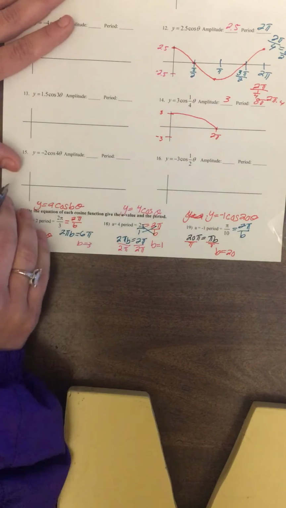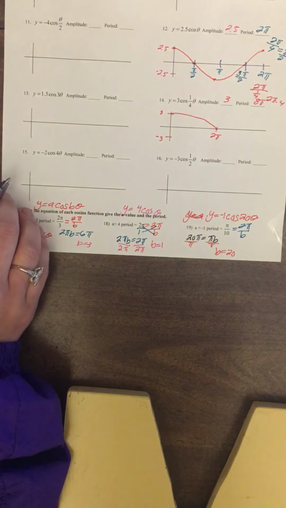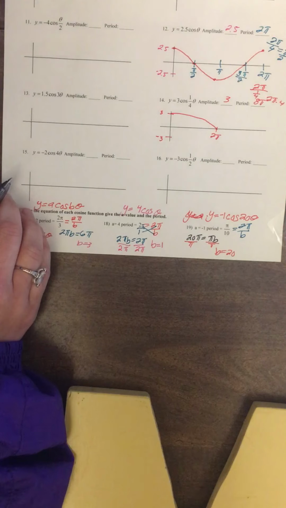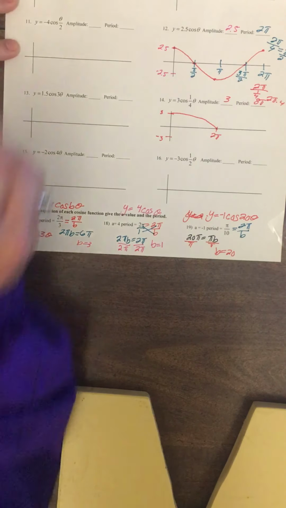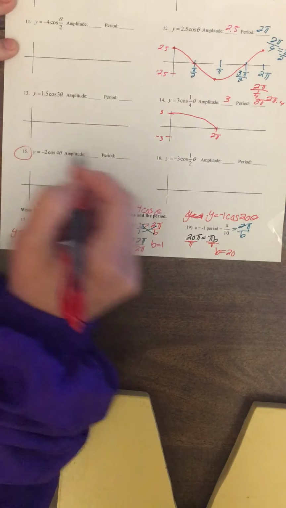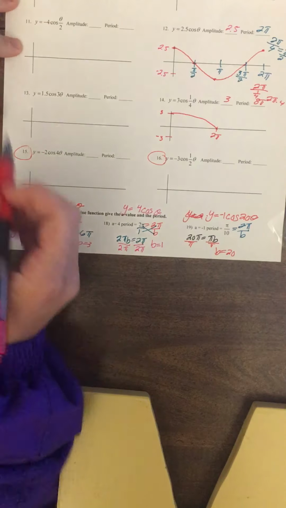And for those of you that feel like you're getting this pretty good, you can go ahead and work on your homework. Your homework for tonight is going to be 9, 15, and 16. Okay, your homework for tonight is 9, 15, and 16.